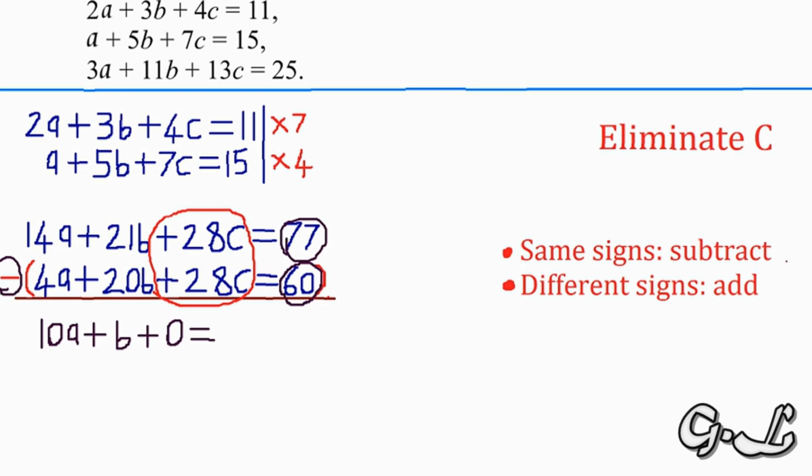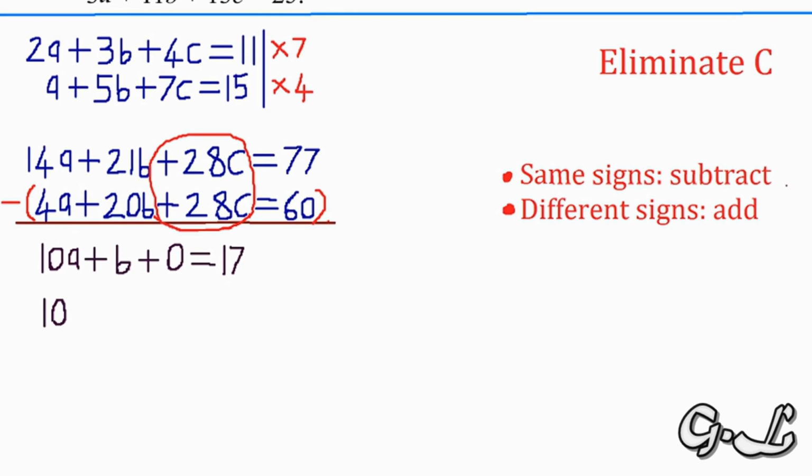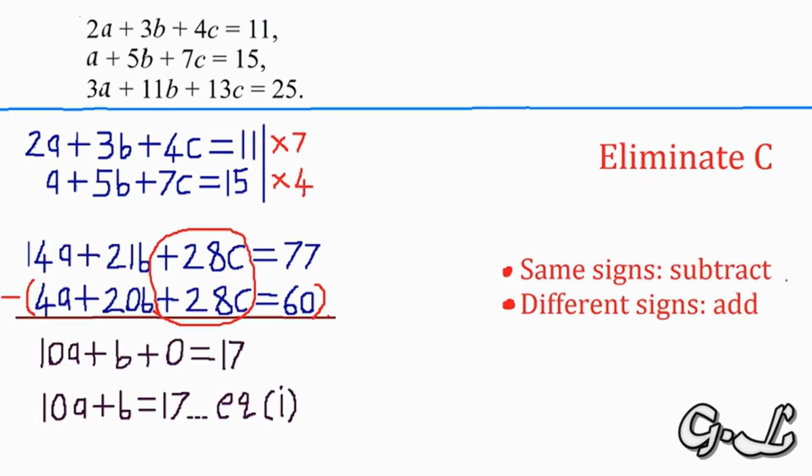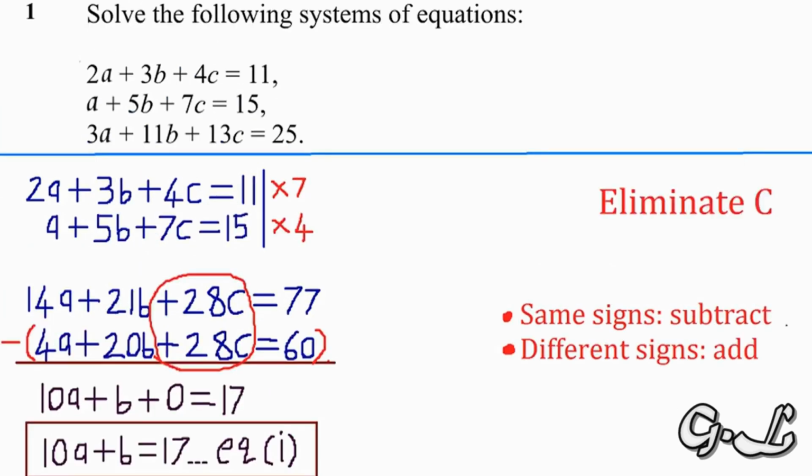Again, we're going to say 77 minus 60. It will give you the value 17. So we have the first equation as 10a plus b equal to 17. This is our equation 1. This is the first equation that we have found, which is 10a plus b is equal to 17.